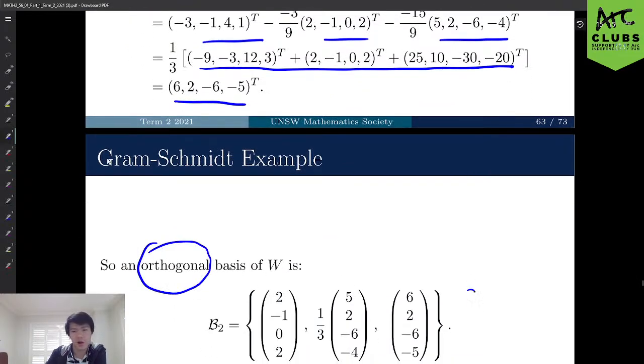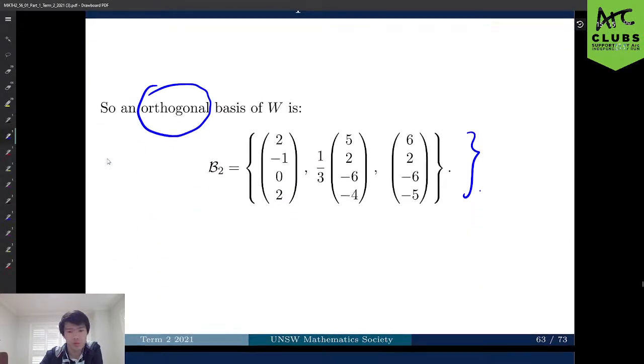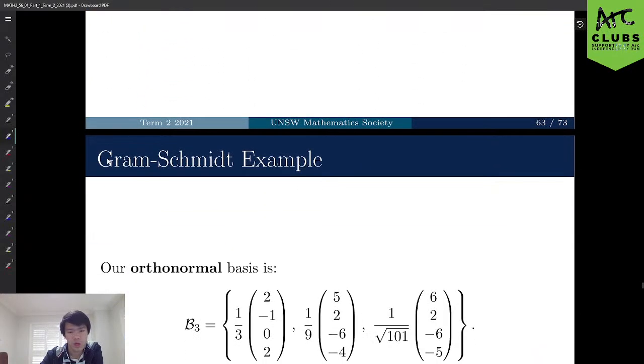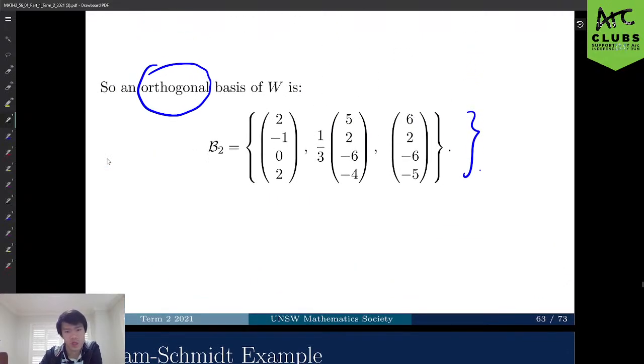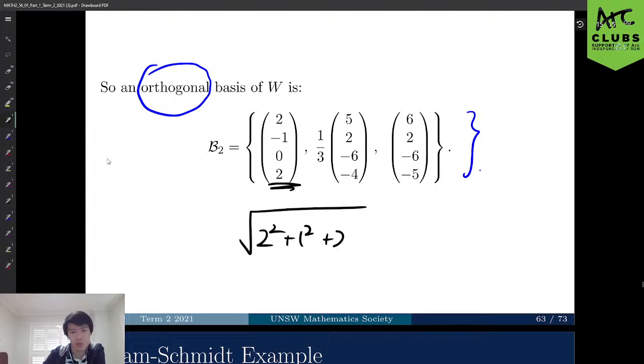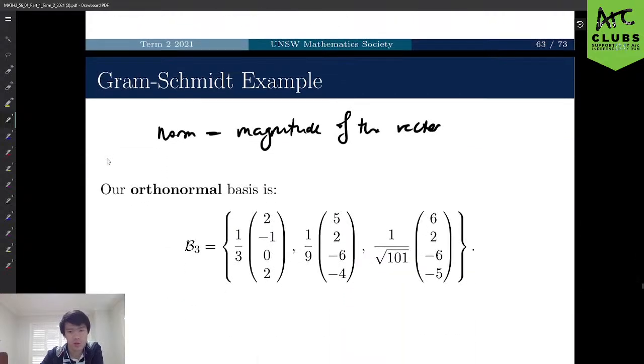But we still have to divide by the norm. You have to divide by the norm. And with a standard dot product, the norm is just equal to the magnitude of the vector. So then, for example, over here, we can divide by the magnitude of this, which is root 2 squared plus 1 squared plus 2 squared, which is equal to 3. So we divide this by 3. Same kind of process over here, and we get our orthonormal basis.